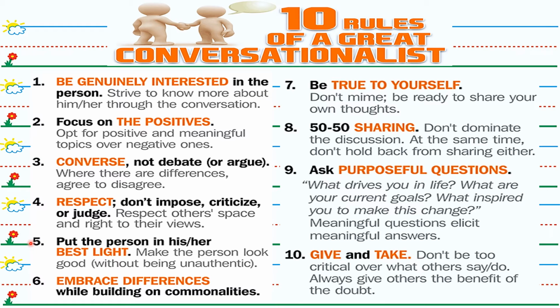Number five, put the person in his, her best light. So make the person look good, even if you think there is something wrong with the person. You have to make them feel comfortable while talking to you. Next, number six, embrace differences while building on commonalities, especially if you have different culture. Next, number seven, be true to yourself.